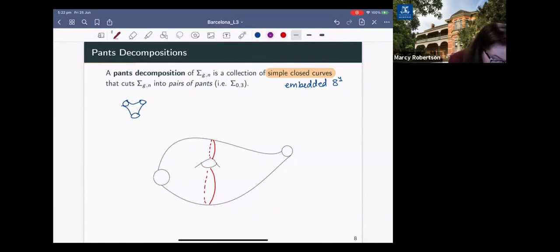And I could also probably slice this guy up in another way, but I don't want to mess up my picture. So there are more than one. It's not unique on all of these pants. There are many on each surface.